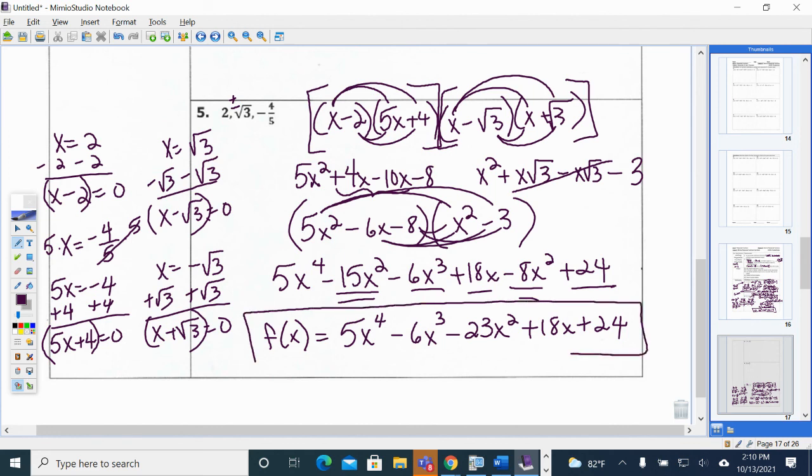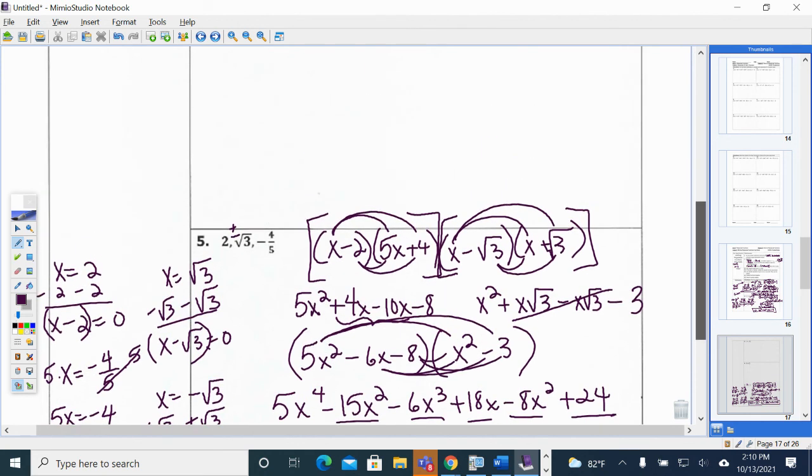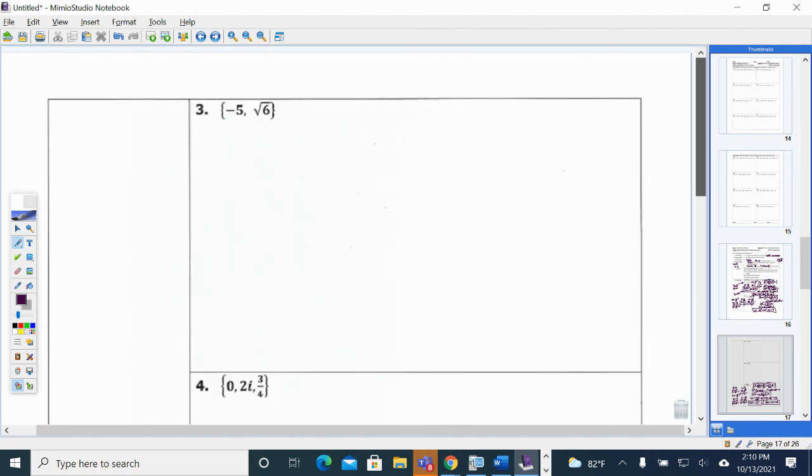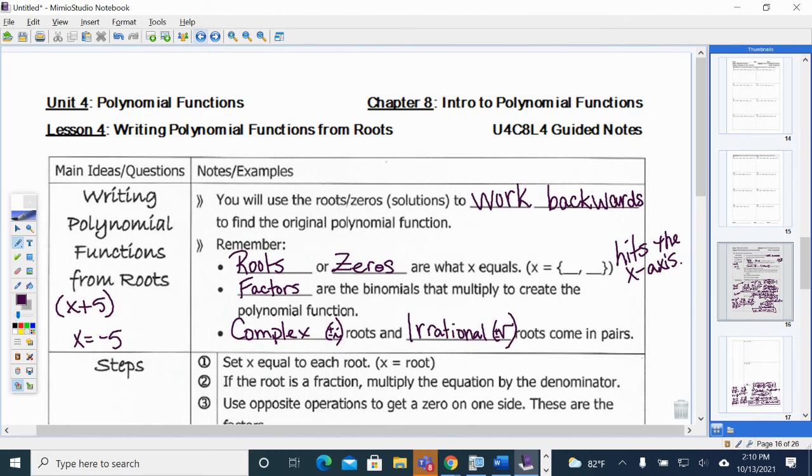Again, if you don't put f of x, at the very least put a y equals. And there's our answer on number 5. The process is the same for these others that I have skipped. So those are our notes for lesson number 4 on writing polynomial functions from roots.